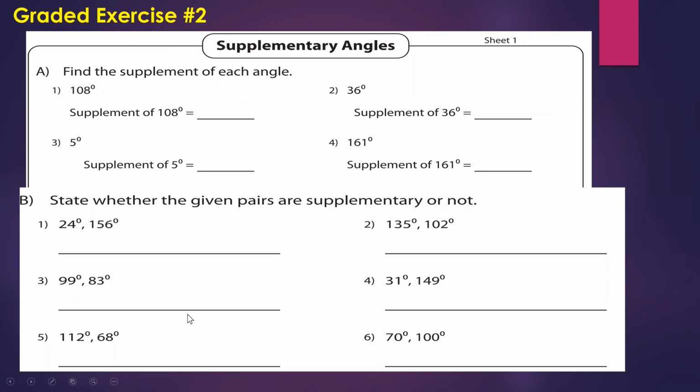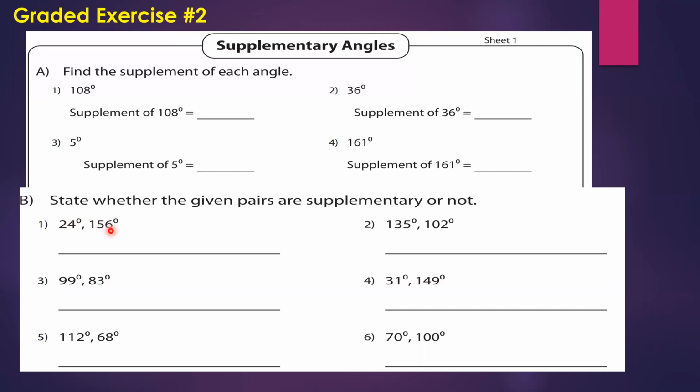Okay, so again, for A, the idea is that you want to find the supplement of each angle. So if they give you 108, how are you going to find the supplement of 108? Anyone? What are you going to do? Take away from 180. Very good. Take away from 180. And for these ones, how are you going to figure out if they're supplementary angles or not?